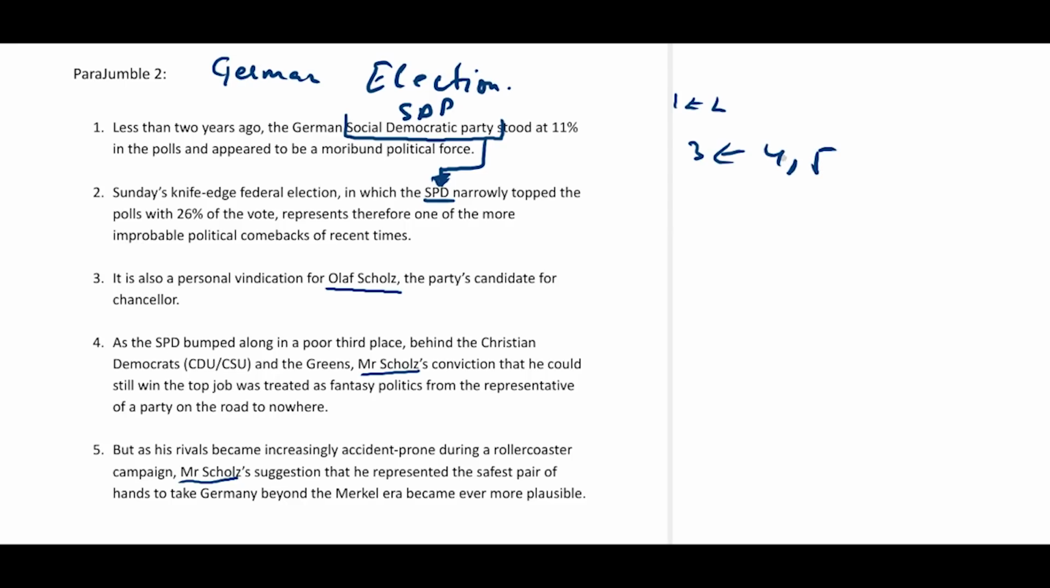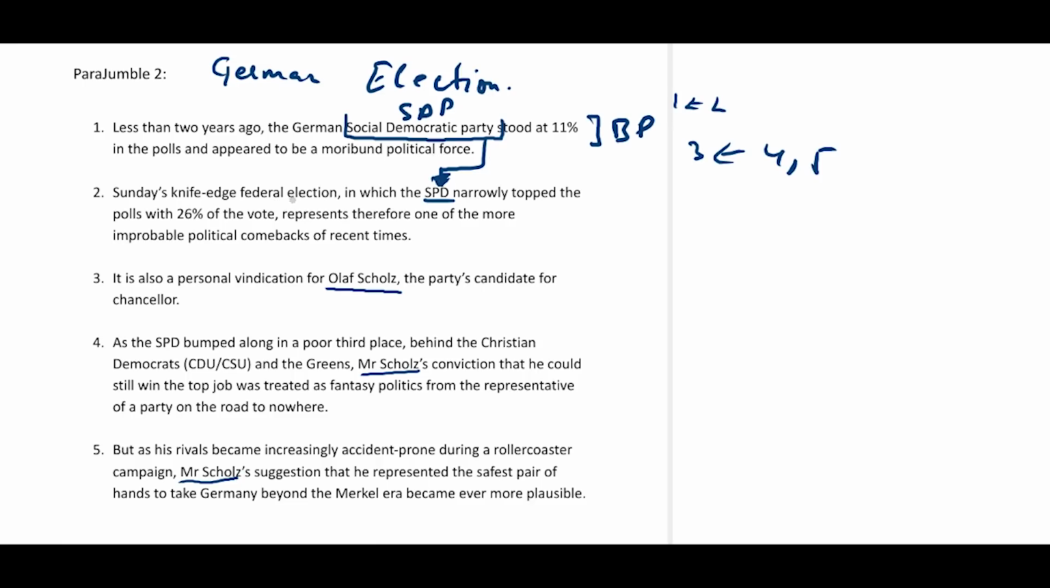This would have helped you eliminate a lot of possibilities, because in a 5-sentence ParaJumble, there are 5 factorial possibilities. Just by noticing this small link, you would have eliminated so many of those possibilities. Okay, so let's just come back to the ParaJumble at hand. Less than 2 years ago, the German SPD stood at 11% in the polls, appeared to be a moribund political force. Okay, so we are saying that they were in a bad position. We'll just write it here, bad position.